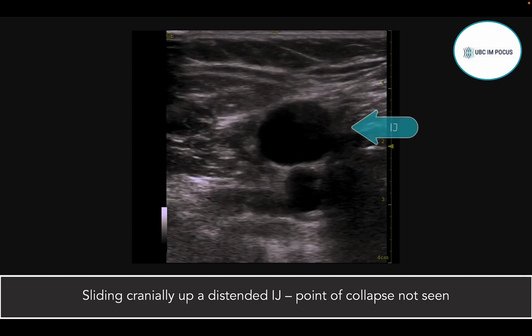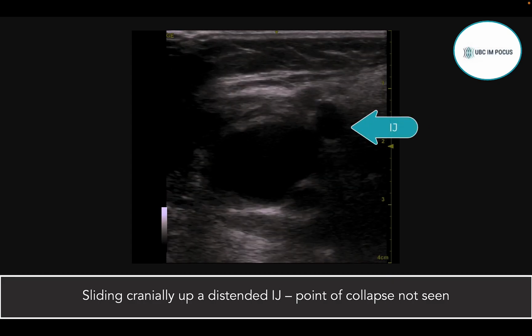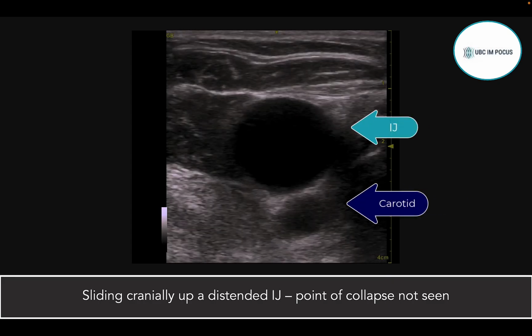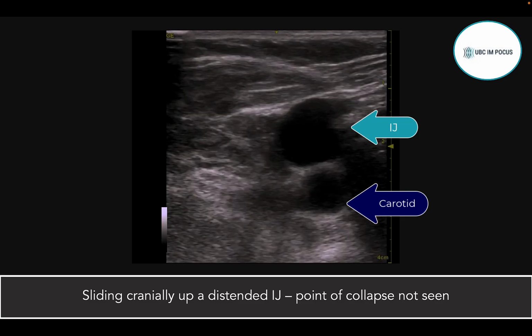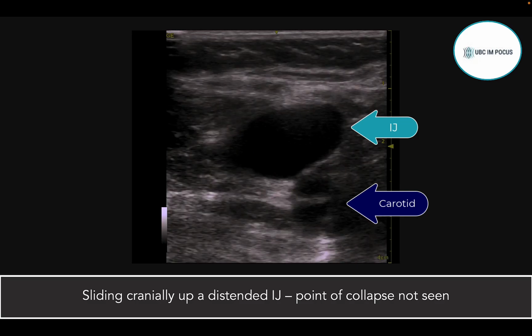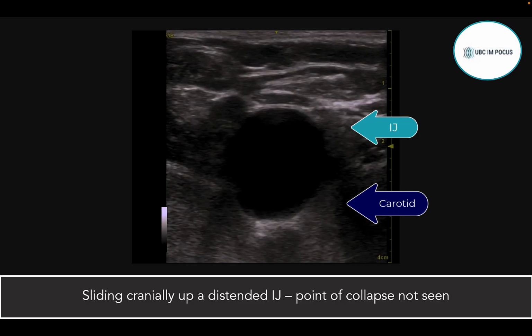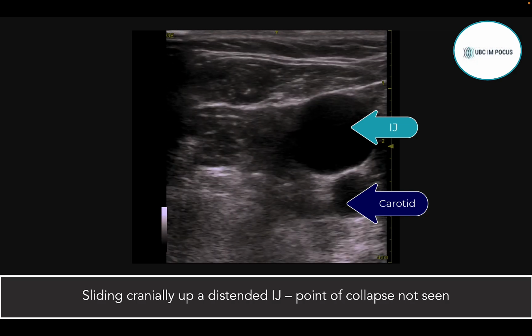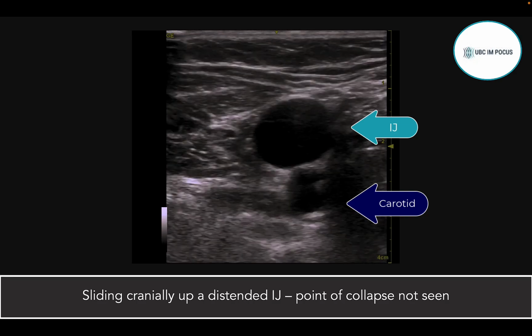This would be an example where I would say I can't see the point of collapse of an IJ. So we have the IJ there, the smaller carotid deep to it, which again, when the IJ is bigger than the carotid, suggests that CVP is elevated because it should not be normally. And we're sliding up the neck here, and I still can't really see the IJ collapse.